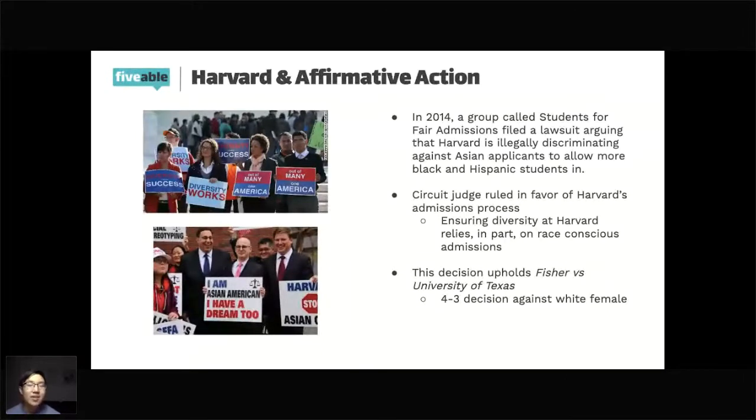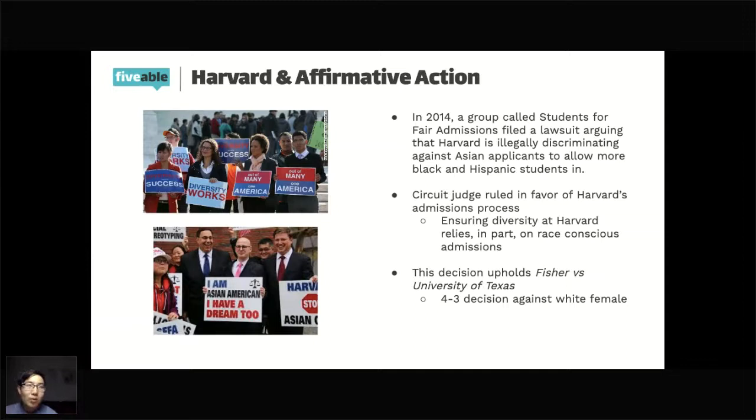And it's suspected that they're going to appeal the decision. Right now that just went through a district court. Now it's going to go to an appeals court, and then a decision will be heard there. And then if Students for Fair Admissions or Harvard doesn't like that decision, they'll appeal to the Supreme Court.